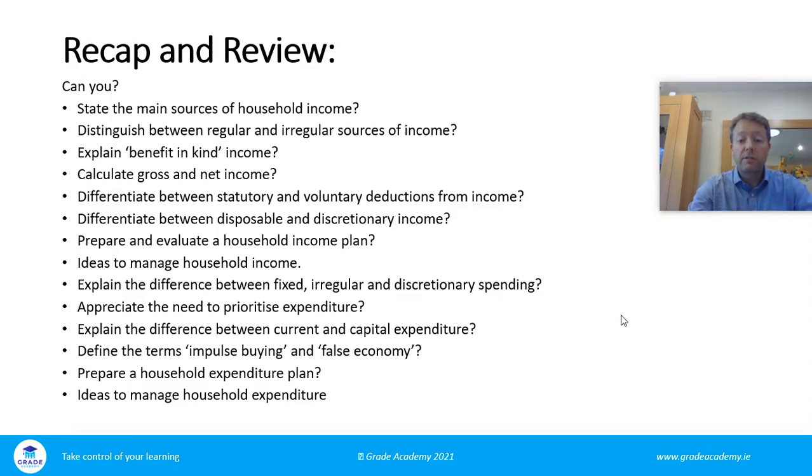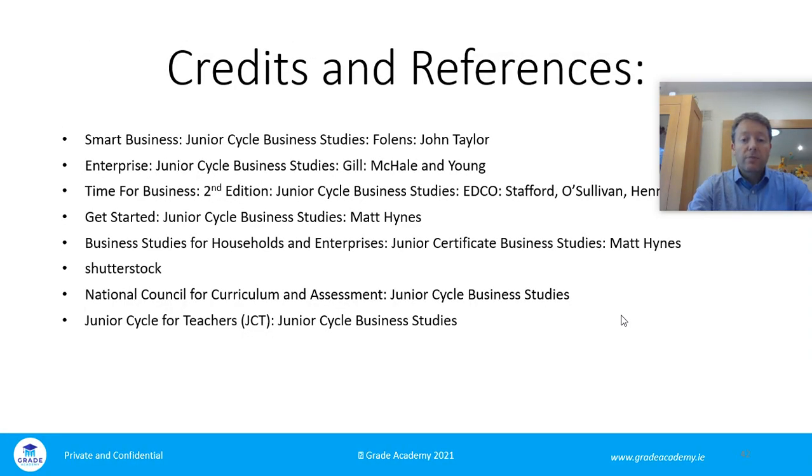explain the difference between fixed, irregular, and discretionary expenditure, appreciate the need to prioritise expenditure, explain the difference between current and capital expenditure, define the terms impulse buying and false economy, prepare a household expenditure plan, and some ideas to manage your household expenditure.